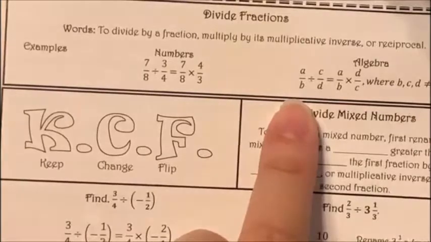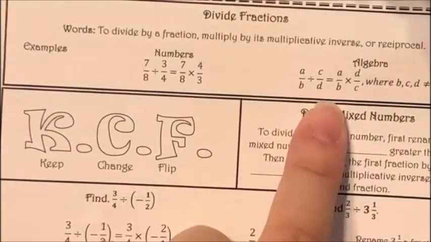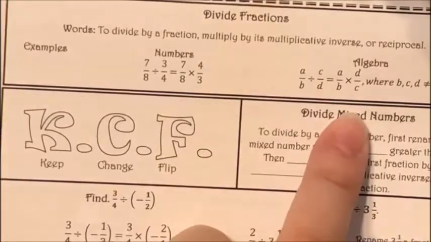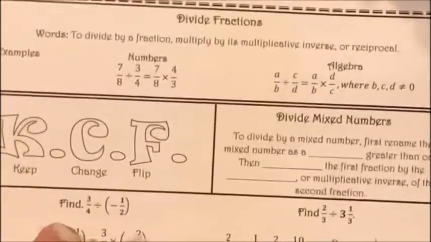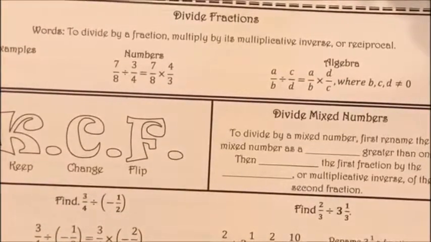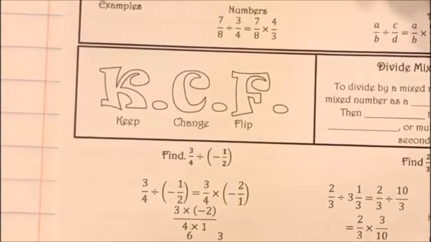In algebra, A over B divided by C over D is the same thing as saying A over B times D over C, where B, C, and D cannot equal 0. Okay, remember we say that because if you divide by 0, bad things happen in math. Another way to remember it is keep, change, flip. I keep my first, change my division sign to a multiplication sign, and I flip my second fraction.